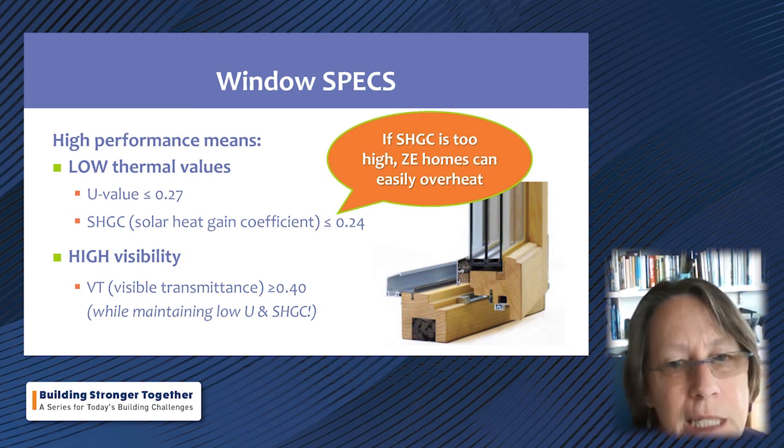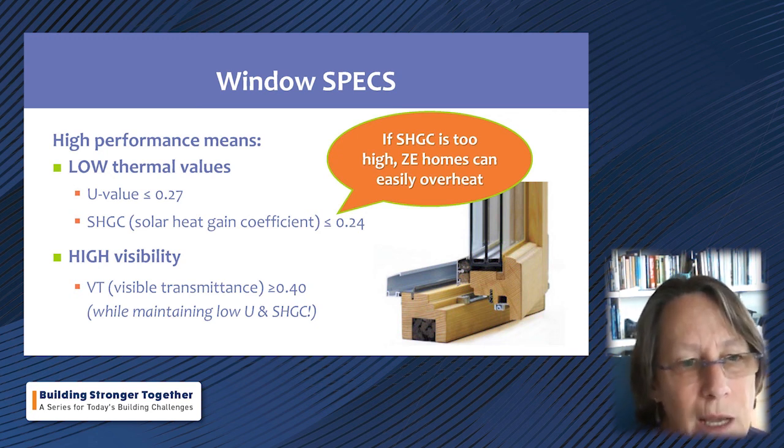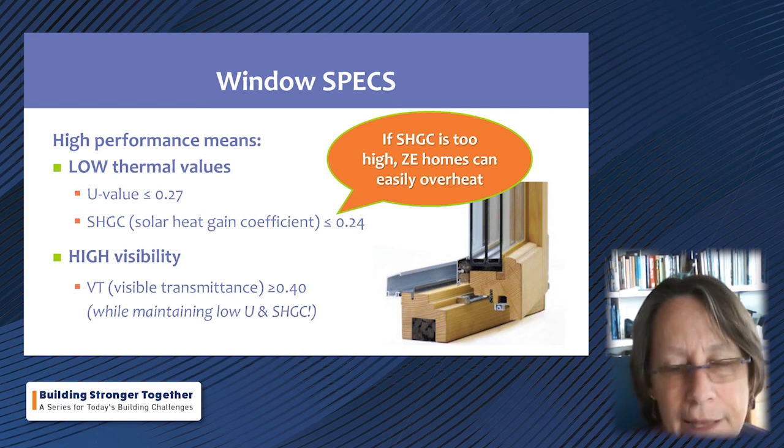First of all, for ZNE Homes, generally speaking, on the projects that I've been working on, we find that if we get our U factors down below 0.27 or better, that is lower, we're doing well. And similarly, solar heat gain coefficient at 0.24 or less.